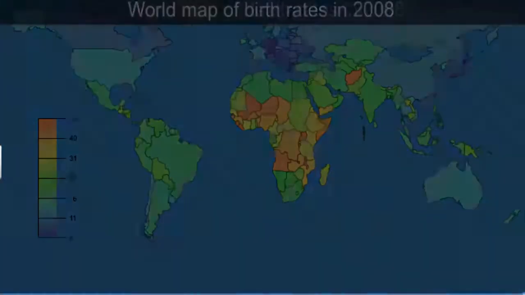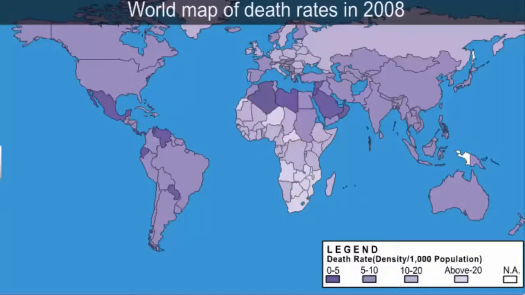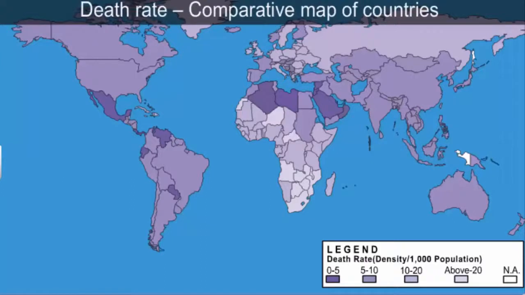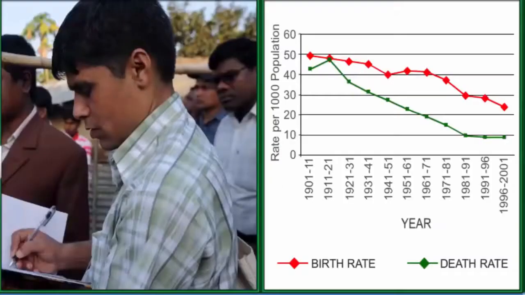Death rate is the number of deaths occurring in a population per year. The death rate usually includes deaths from all causes and is expressed as deaths per thousand of population in a year. The main cause for the growth of India's population has been the rapid decline in the death rate.